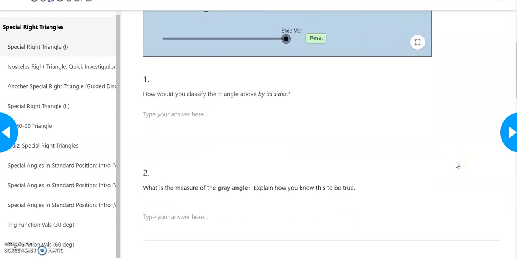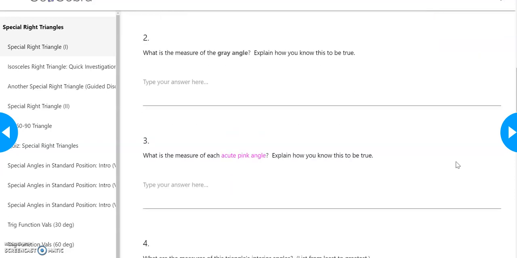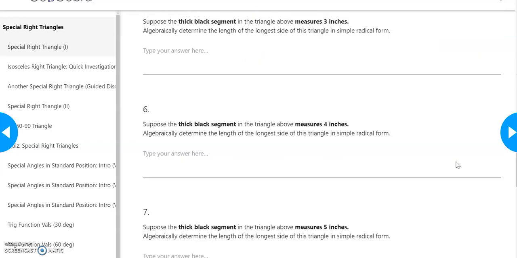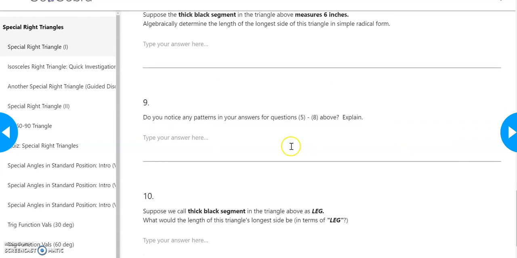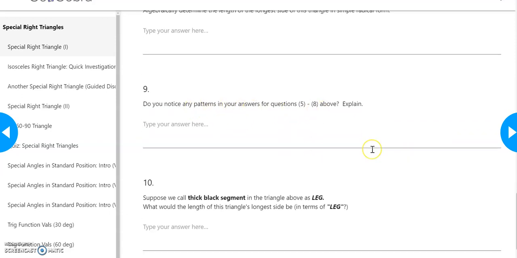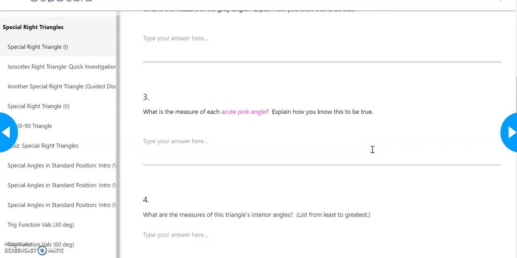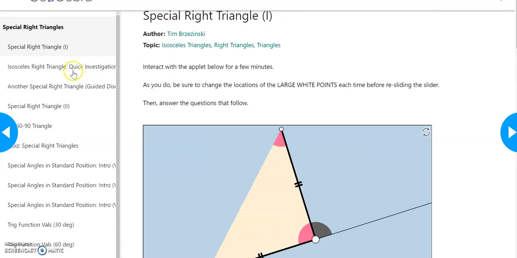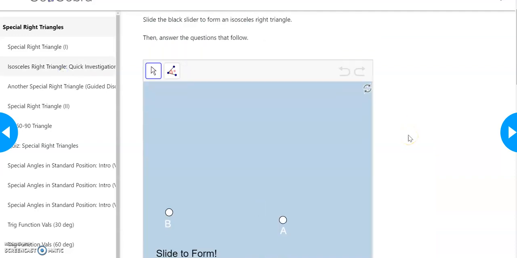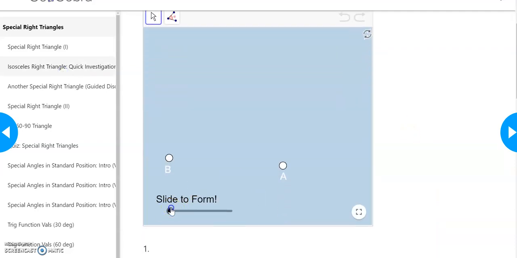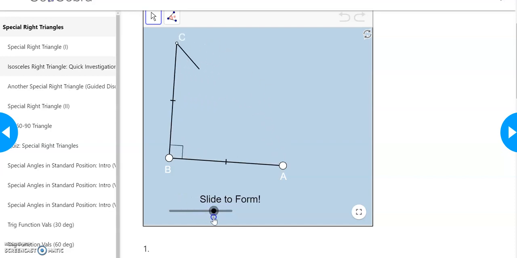As they scroll down, they can see some questions that guide them through a process and try to get them to think, okay, what could this be? Do you notice any patterns? So it's talking them through the patterns. If that one didn't help, they can easily go to another right triangle and see it again in a different format. Same triangle, but just shown a little bit differently.